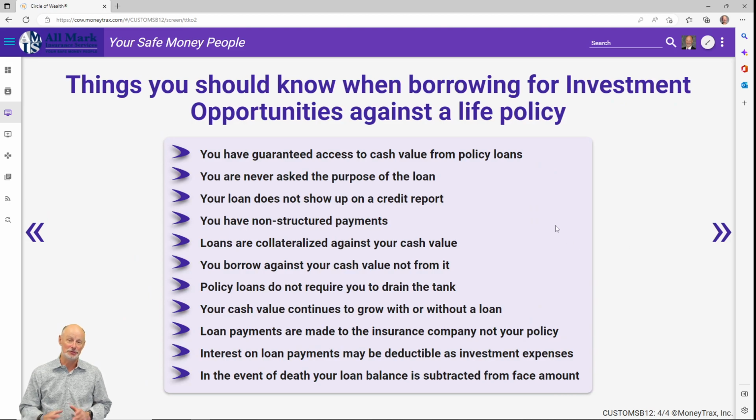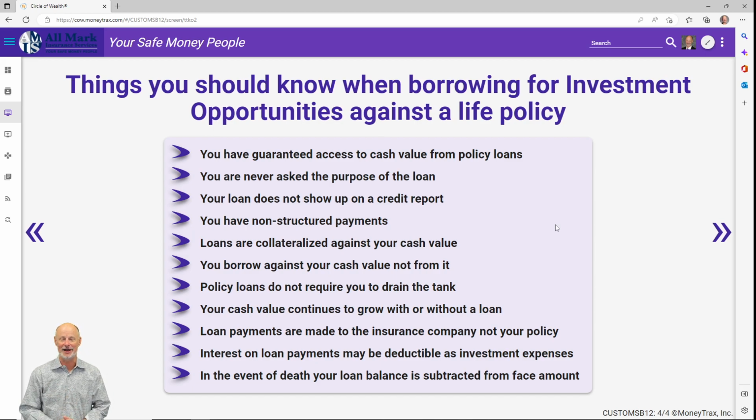Now, some things you should understand about borrowing money from your life insurance policy is you have a guaranteed access to the cash value from your policies. You never are asked for the purpose of the loan. Your loan does not show up on your credit report. You have non-structured payments, meaning you don't have to pay it back at all. Loans are collateralized against your cash value. You borrow against your cash value, not from it. Policy loans do not require you drain your tank.